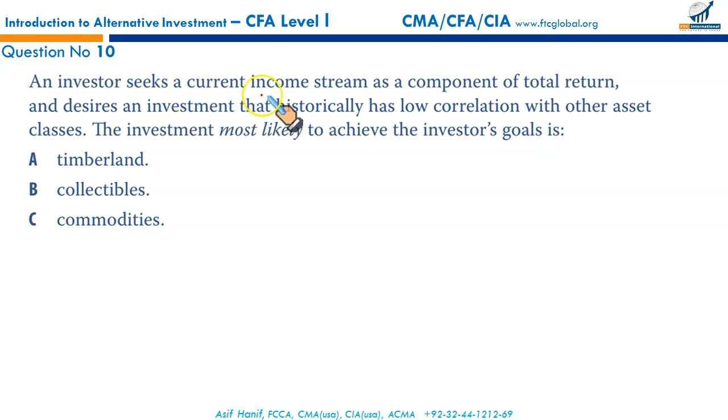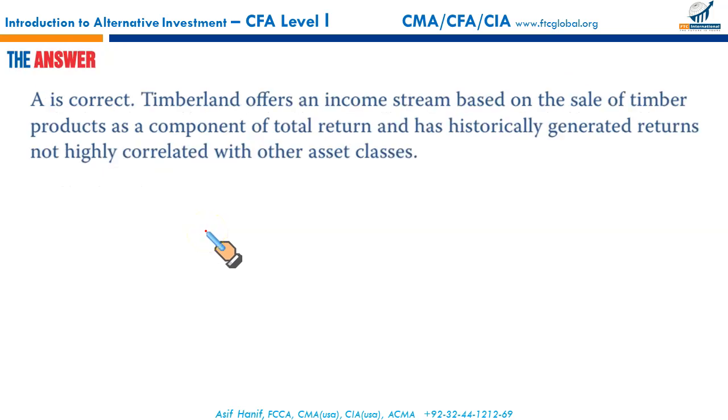An investor seeks a current income stream as a component of total return and desires an investment that historically has low correlation with other asset classes. The investment most likely to achieve the investor's goal is timberland, collectibles, or commodities. Well, if you have read your theory, you would know that timberland offers a stream of income that is based on the sale of timber products. Since these returns are generally not highly correlated with the return of other assets, this will fulfill the objective of the investor. Not the collectibles, not commodities. Hence, it makes A the correct option.